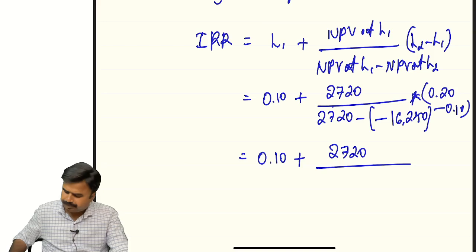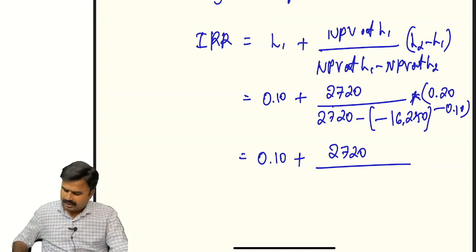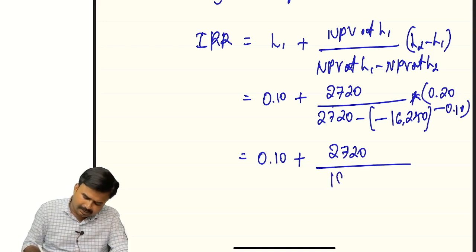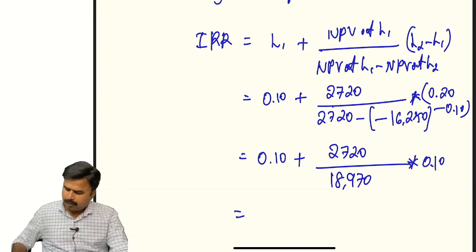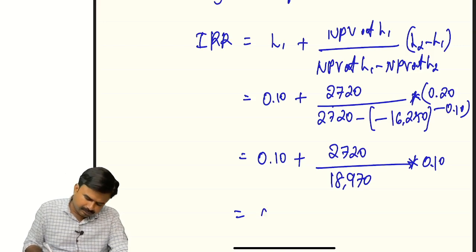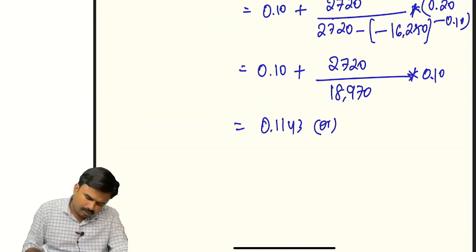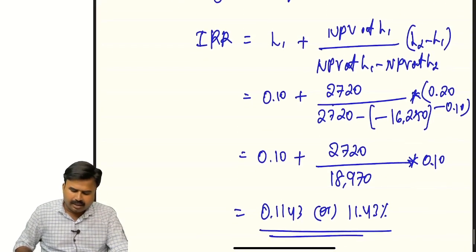2,720 divided by 16,250 plus 2,720, 18,970, into 0.10. So 0.10 into 2,720 divided by 18,970, plus 0.10, that is 0.1143, or 11.43%. This is my IRR.